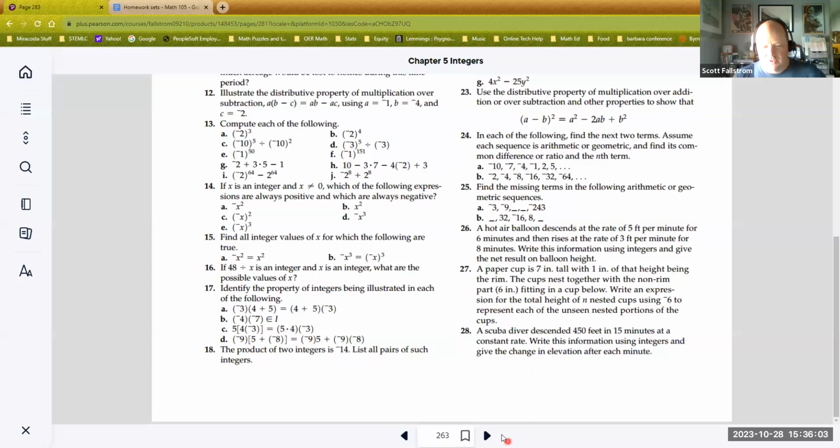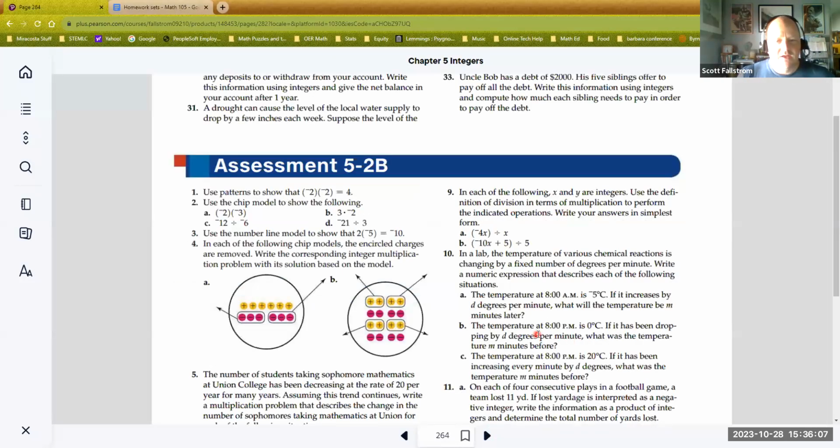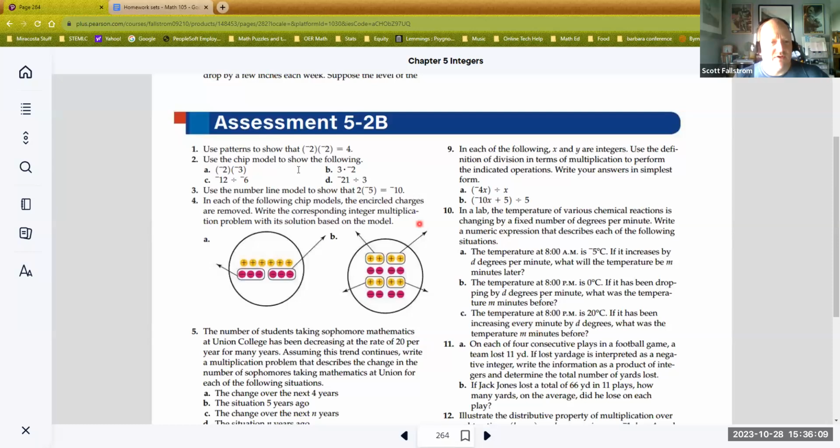So we're into the homework here, and let me jump over to, okay, here we go, 5.2b. So 1 through 10. Some of these use patterns to show -2 times -2 is 4. I think that should be pretty self-explanatory from the pattern pieces that we've already seen. If you haven't, you can check out the videos. I kind of show that.